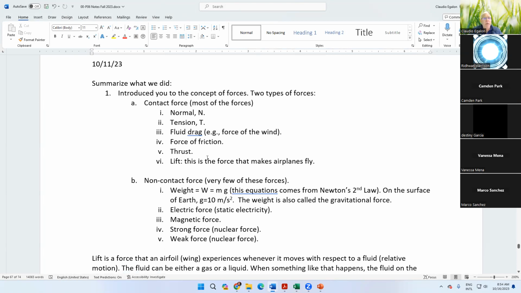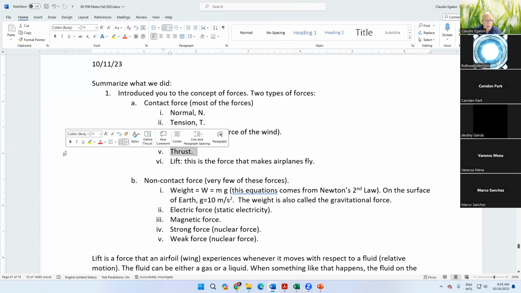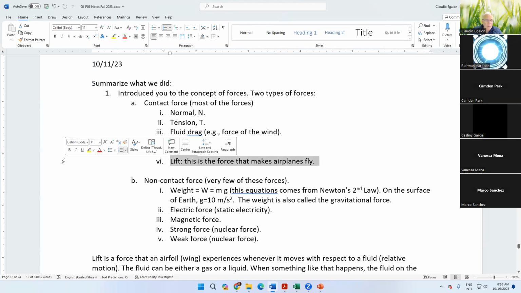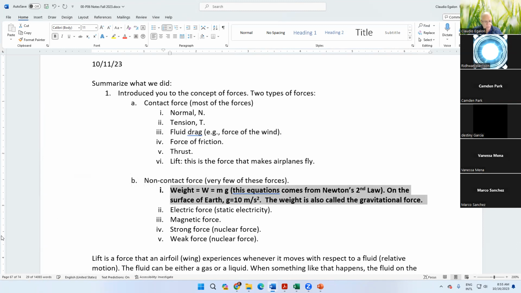So at this point in time, you should worry about those forces here. For now, you should worry about those 3 forces: normal, tension, and force of friction. Those 3. The other ones are going to come later. We're not going to deal much with those, but you have to know that they exist. Fluid drag, yes, we might do one problem on that.